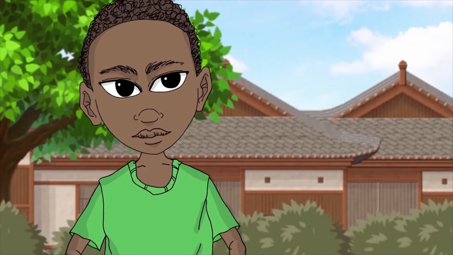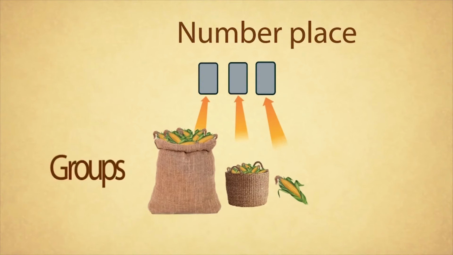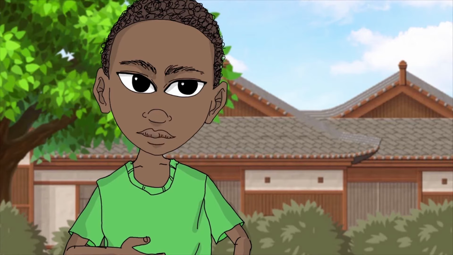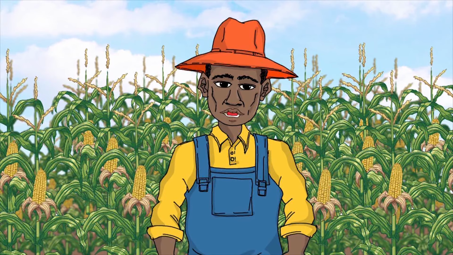Yes, in short, the number places are used to count different size groups. Each group is 10 times bigger than the next, and the digits in the number place tell us how many of each group we have. That's correct. Now I hope that in the next quiz you will score higher marks.